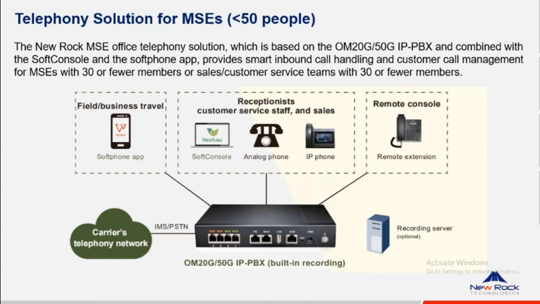So we have the smart inbound handling. We have this latest smart switchboard that allows the extension to remember the caller's phone number. So it simply bypasses the auto attendant of your system. So again, if you have 30 or fewer members, or less than 50, you can use our 20G or 50G IP-PBX.